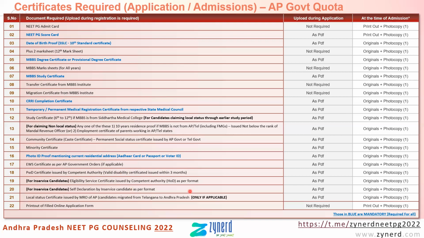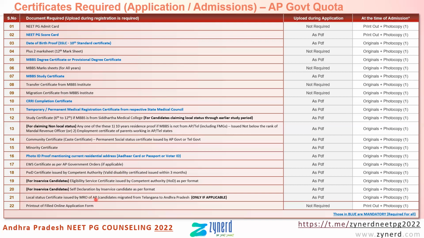And for in-service candidates, look at the certificates that are required. It is clearly mentioned in the prospectus. We have mentioned it over here. There are 3 certificates: an eligibility certificate, a service certificate, and a self-declaration that the candidate has not undergone PG already. So just have a look at those certificates. This may not be forwarded by the competent authority.